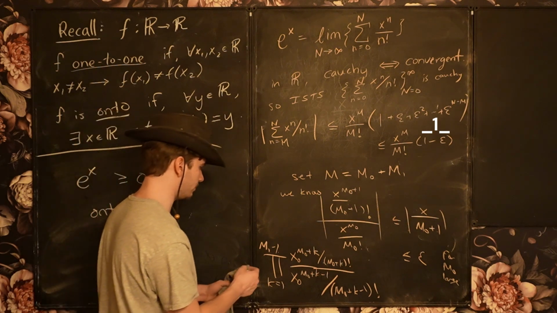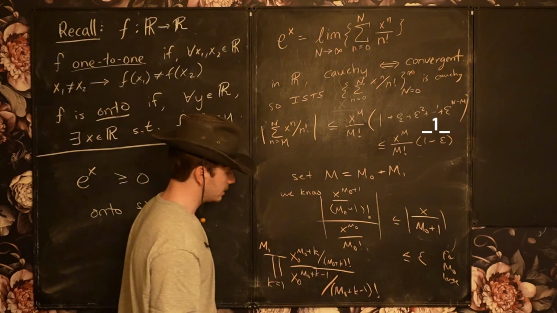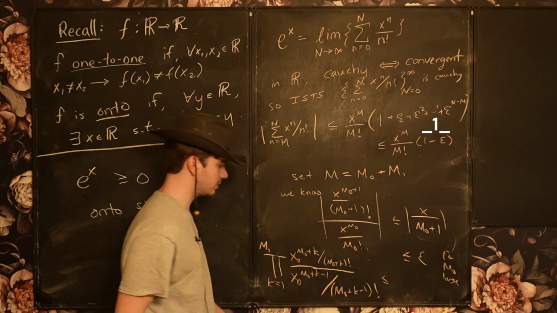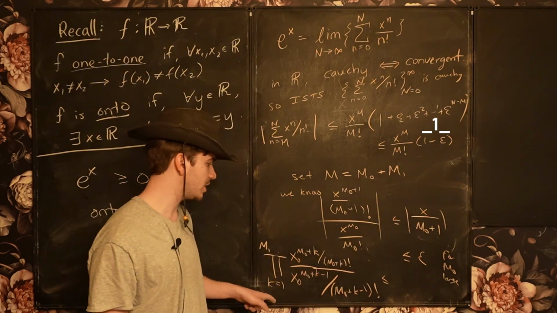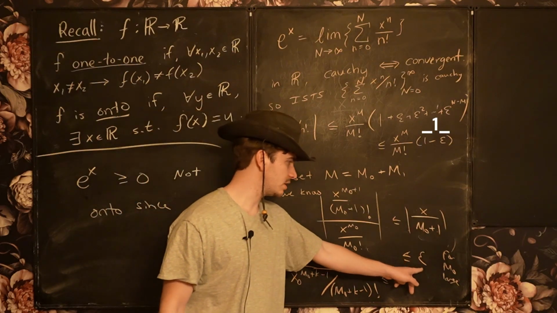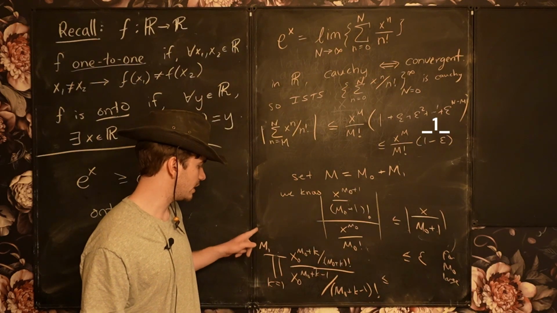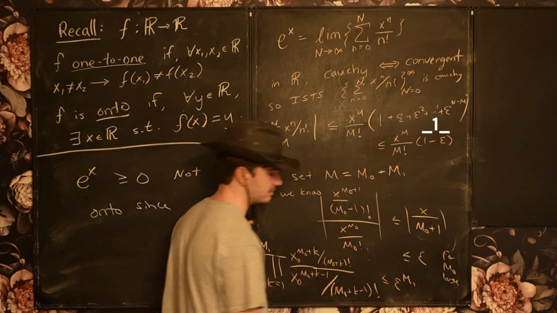No, just range to m1, where k will range from 1 to m1. This is going to be less than or equal to, well, each of these terms is less than or equal to epsilon because I've chosen m naught large enough. So each of these terms is less than or equal to epsilon for m naught large enough. So this entire thing is less than or equal to epsilon to the m1, as I claimed previously.